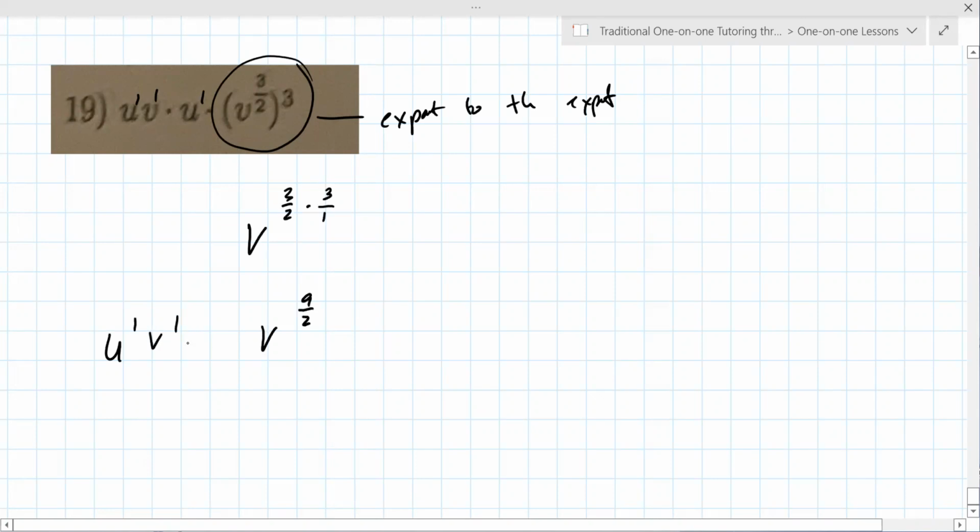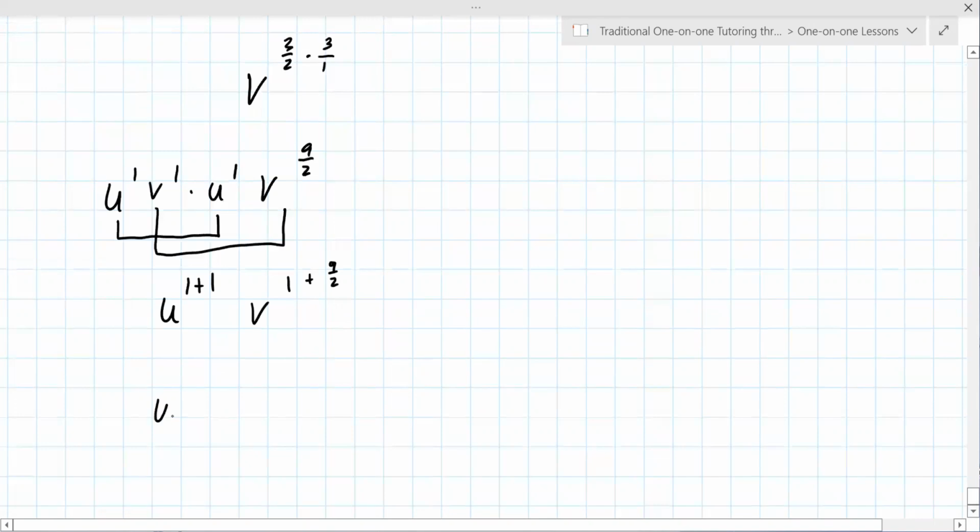U to the 1, v to the 1 times u to the 1. The ones that have the same base, you add the exponents. And then you do the same thing for the v's, v to the 1 plus 9/2. So you get u squared, and for the v's, 1 plus 9/2. 1 is really 2 over 2. So that's 11 over 2. V to the 11 over 2 power.